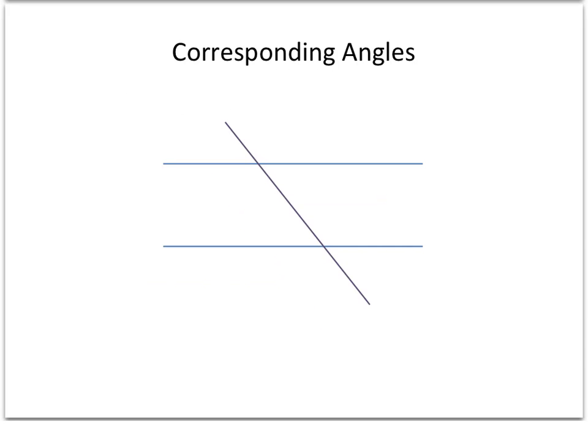So the first set of angles that you need to know are called corresponding angles, and corresponding angles are equal to each other. And in this diagram we have four sets of corresponding angles. So I'm just going to label every angle here so you can hopefully see it. That's A, we'll call that B, C, D, E, F, G, and H. And in this diagram here, angle A and angle F are corresponding angles. They're equal to each other.